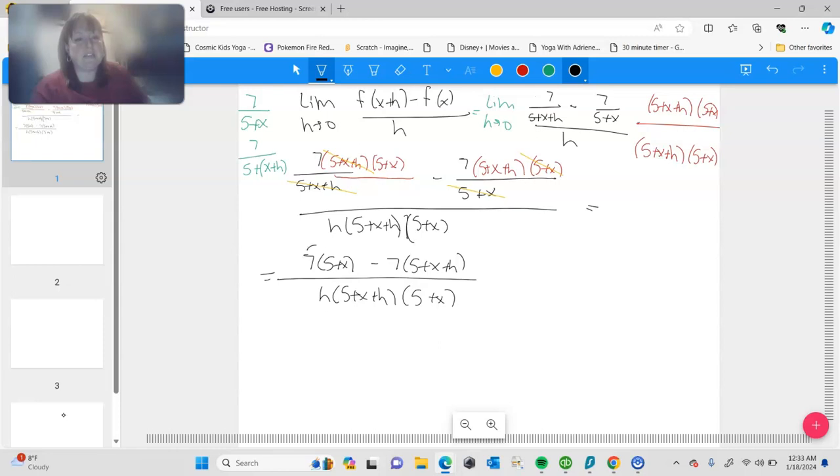So we take that 7 times the 5 and the 7 times the x. So that gives me 35 plus 7x. And then I take this negative 7 and I multiply it in. And remember, it's going to be each by each. So we're going to take that 7, we're going to multiply it by the 5, the x, and the h. And this is a negative 7. So we're going to say negative 35 minus 7x minus 7h.